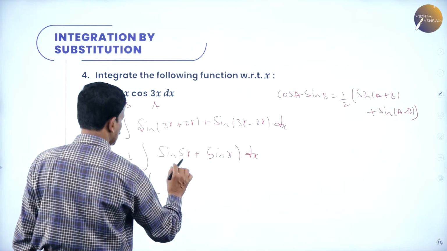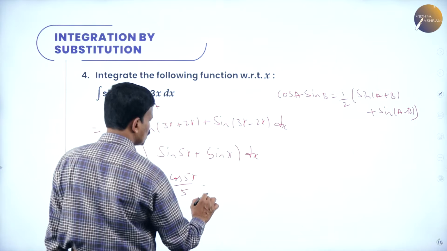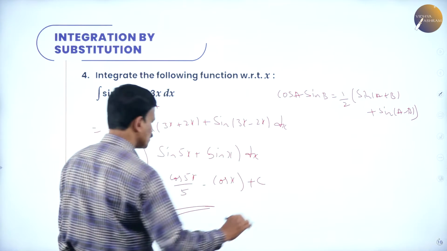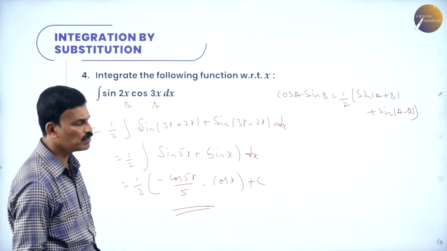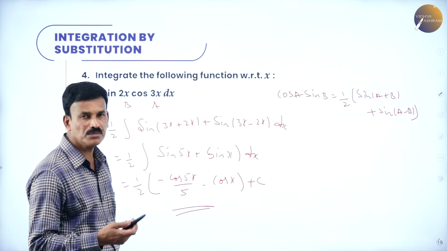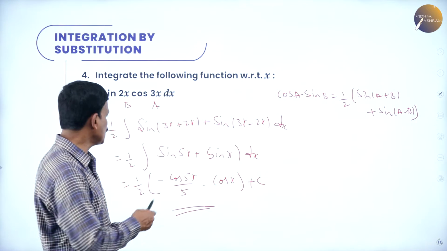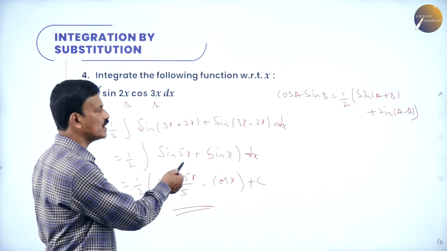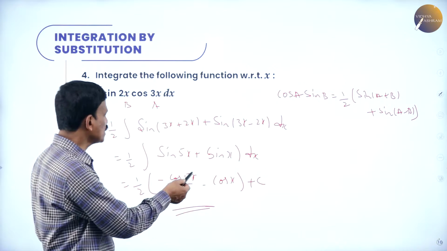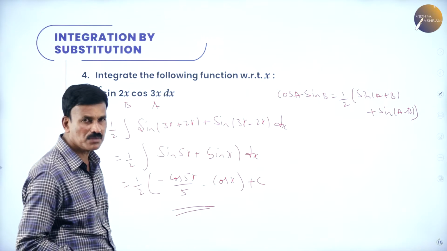1 by 2 into the integral of sin 5x, which is minus cos 5x by 5, plus the integration of sin x, which is minus cos x, plus c is the integrated answer. That's it. Very simple problem. So, using the formula for cos a sin b, 1 by 2 of sin(a plus b) plus sin(a minus b), 3x plus 2x is 5x and 3x minus 2x is x. If you want, you can multiply by 1 by 2.